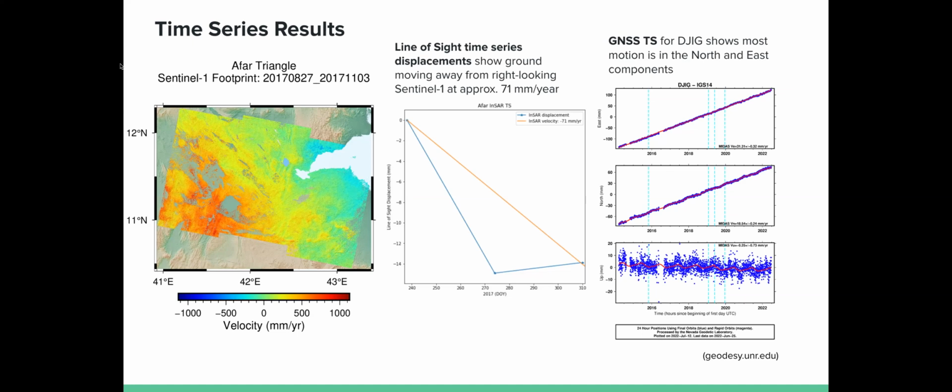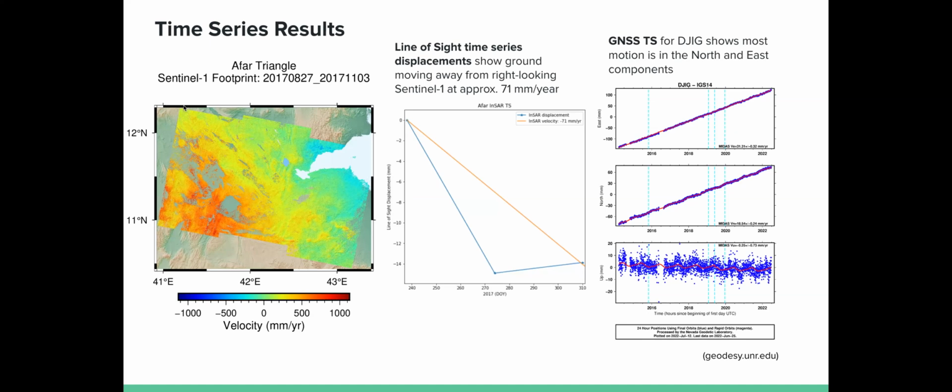Either way, this plot on the left-hand side shows my velocity map, where the velocity in the northeast is moving away from the satellite at approximately 20 centimeters per year, and the velocity in the southwest is moving towards the satellite at about 50 to 60 centimeters per year. These values seem a bit high, so I think I might have a unit error in here, or I'm not quite sure.